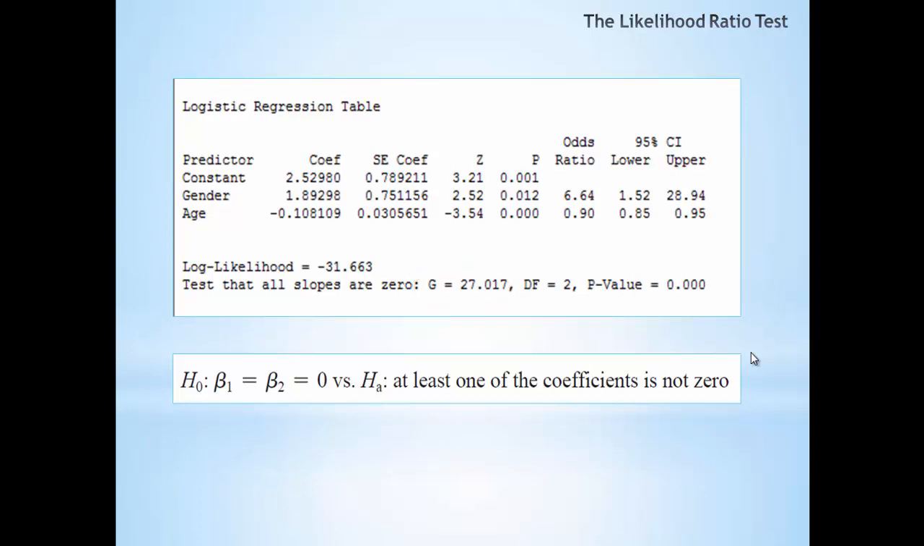In this example, our p-value is less than 0.001. Thus, we can conclude that either beta 1, beta 2, or both are not equal to 0. In other words, knowing gender and age will provide a better estimate of the probability of survival. This test is limited because it doesn't tell us which explanatory variable is important. However, it does tell us that in our model, at least one of the variables is significant.